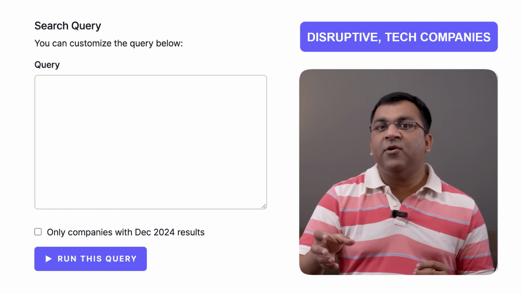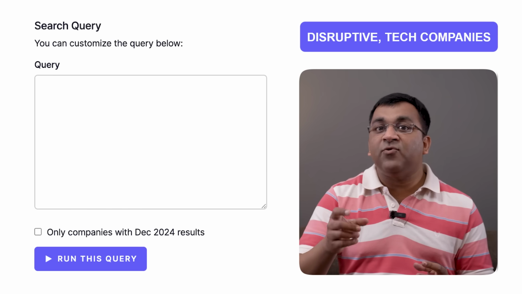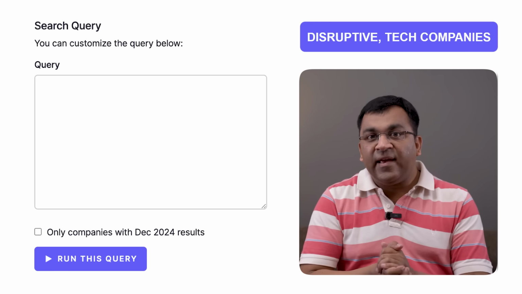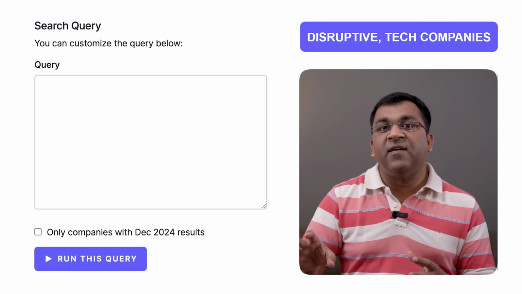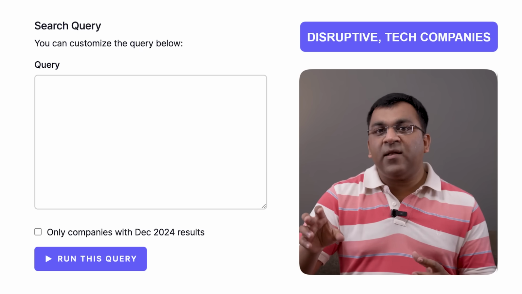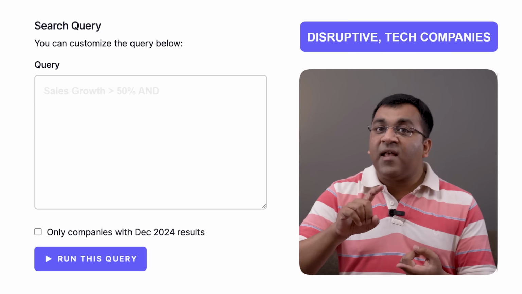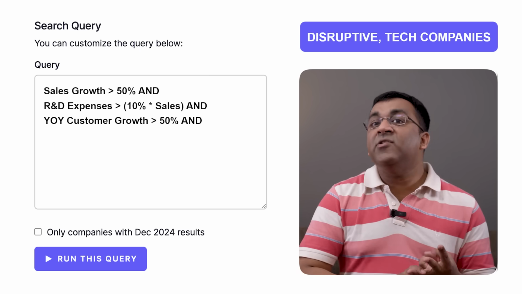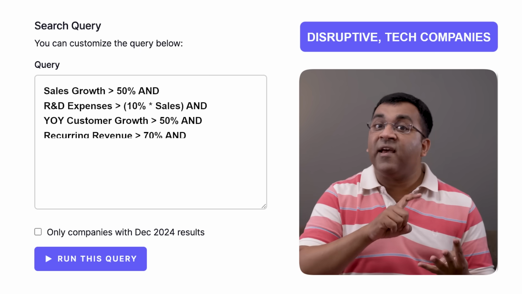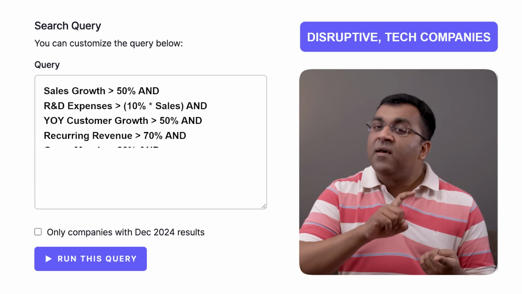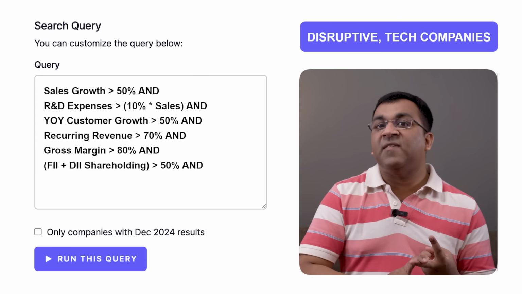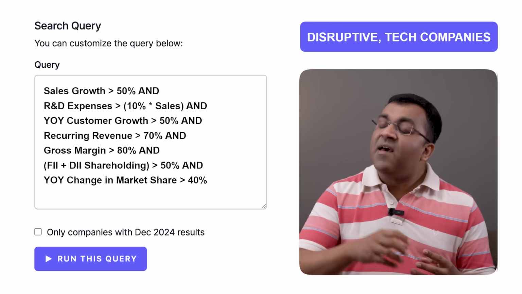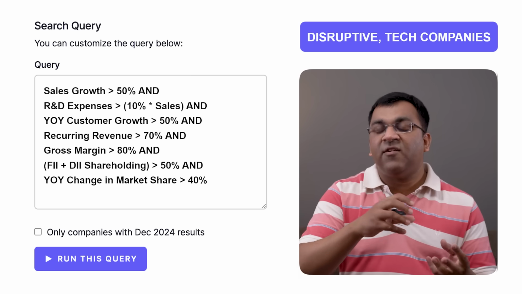A third growth related query I came across is one that tries to identify disruptive and technology oriented innovative companies. Now, I don't think any of our Indian screeners will be able to execute this, but if you come across an advanced one, then what we're looking for are companies with high revenue growth, where R&D expenses are at least 10% of sales, year-on-year customer growth is more than 50%, and recurring revenue is 70% or more. The gross margins are high, insider ownership is heavy, especially from institutional investors, and the market share should be rising really fast, as disruptors generally tend to steal market share from incumbent players.